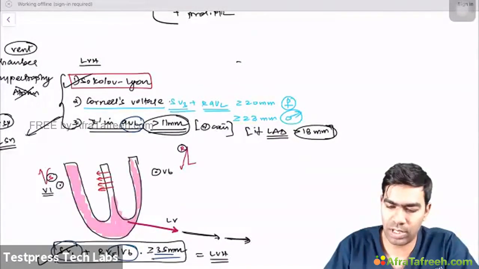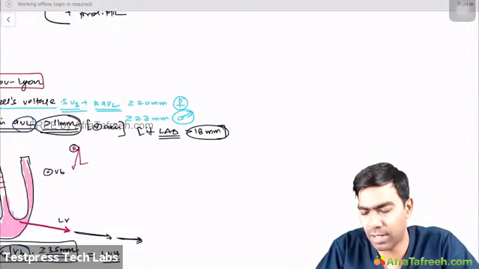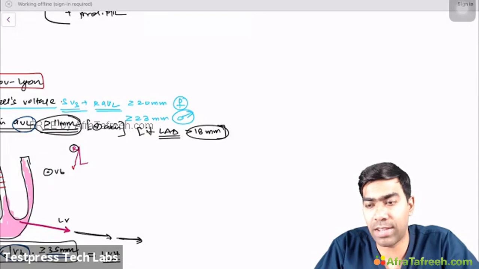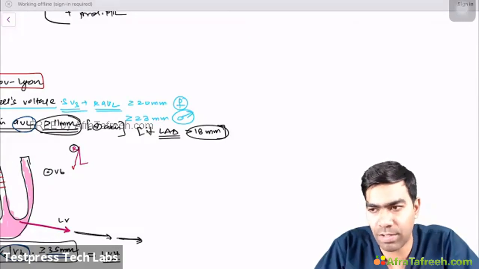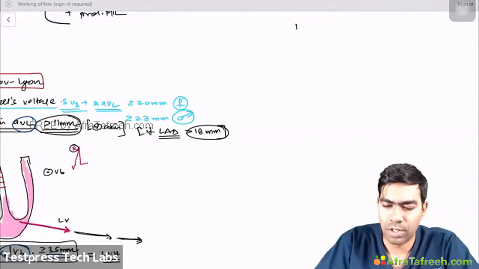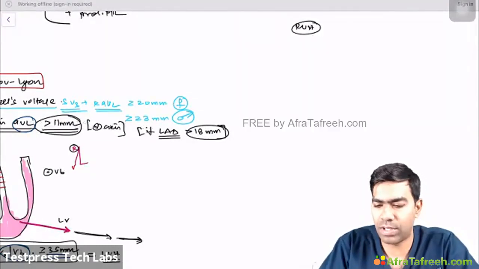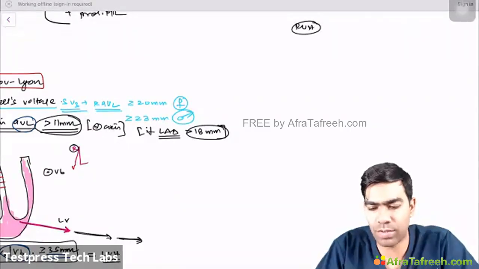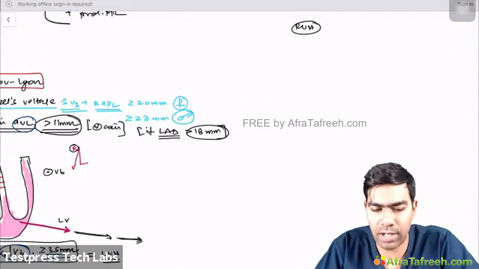So the 4 things that you have to know for LVH are the Sokolov-Lyon criteria, Cornell's voltage criteria, then the R in aVL criteria, and finally the Romhilt-Estes index or Romhilt-Estes score. Right ventricular hypertrophy is very confusing most of the time, because it's going to produce an early transition, with the R wave in V1, V2 itself being bigger, literally.